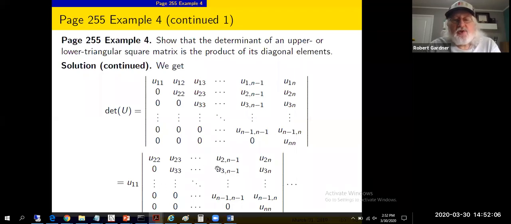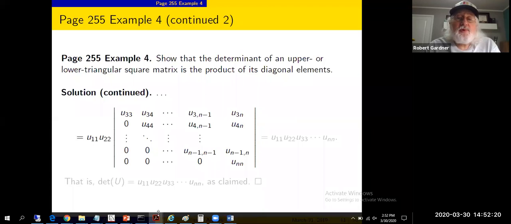Now we need to take the determinant of this smaller matrix. Well, it's upper triangular too. Let's go along the first column there. We'll have U22 times the determinant of the associated minor matrix plus a bunch of zeros. So that'll produce something of that form. And continue doing that. Every time you expand along the first column, you pick up this entry, eliminate the row and column. Next time, this will be the entry in the upper left-hand corner.